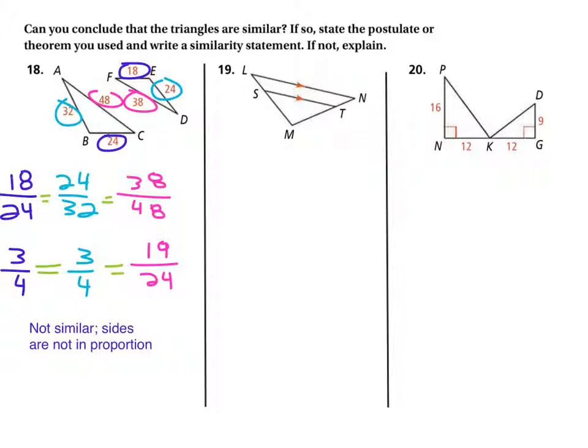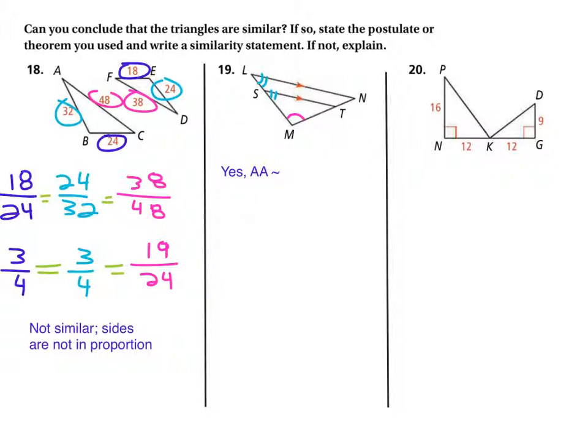All right, so let's do number 19 then. What do we know? Well, we know that it is reflexively sharing this angle, angle M, for both of them, and because the lines are parallel, we know that corresponding angles here and here are congruent, then we have angle-angle similarity. So yes, we do. So we say yes, angle-angle similarity. And then we're going to write a similarity statement.